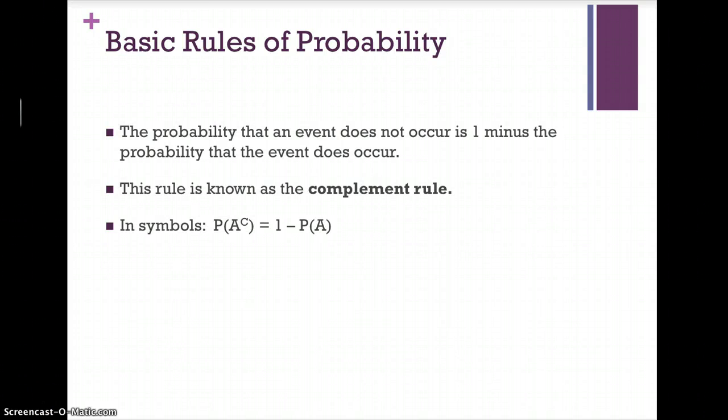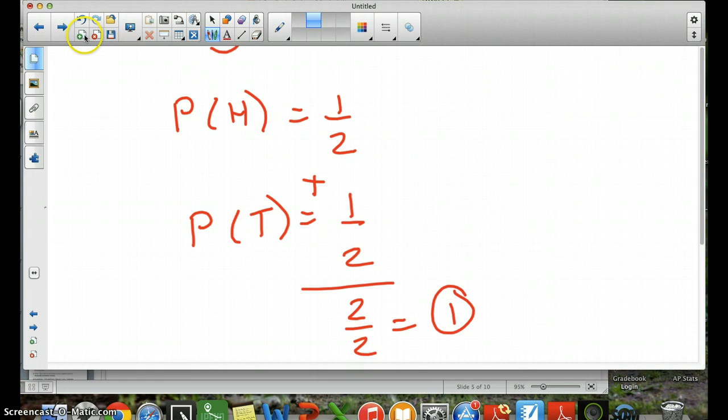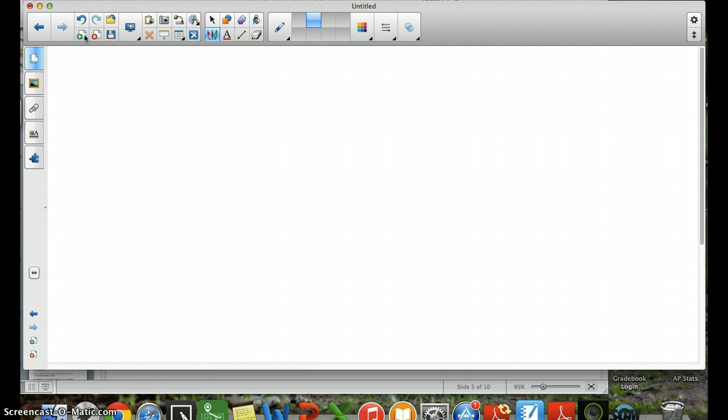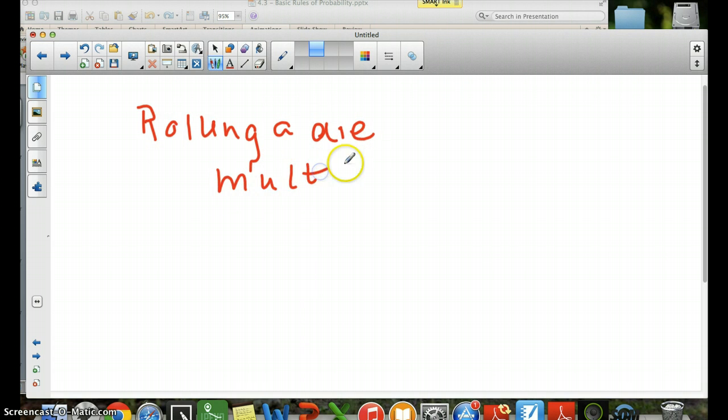So let's talk about a little bit of an example for that one. So again, probably easy but effective in any case would be something like, let's say we're rolling a die, and we want our outcome to be not a multiple of 3.